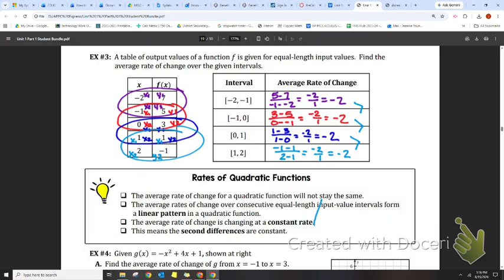All right, rates of quadratic functions. It says the average rate of change for a quadratic function will not stay the same. The average rates of change over consecutive equal length input value intervals form a linear pattern in a quadratic function. So if you look at the change in the average rates of change, you'll notice that it's constant, so it'll be a linear pattern. The average rate of change is changing at a constant rate, and this means that second differences are constant.